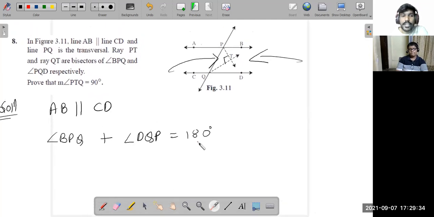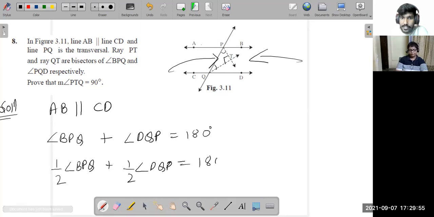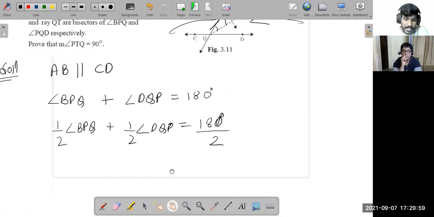So now, since these are the angle bisectors, we need the inside angles. To find the inside angles, you multiply each term by half. Understand why we are doing it with half: because these are angle bisectors, and those angle bisectors divide that angle into half. That is why we are doing it by half.